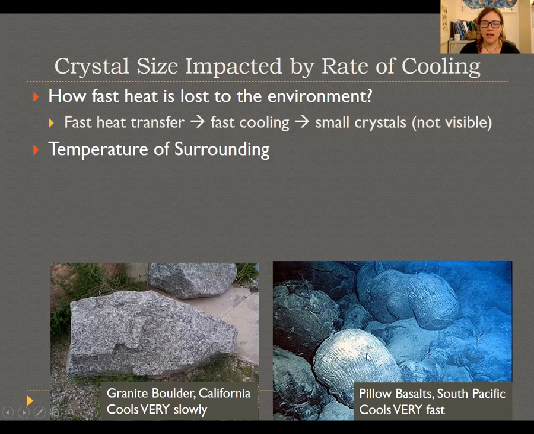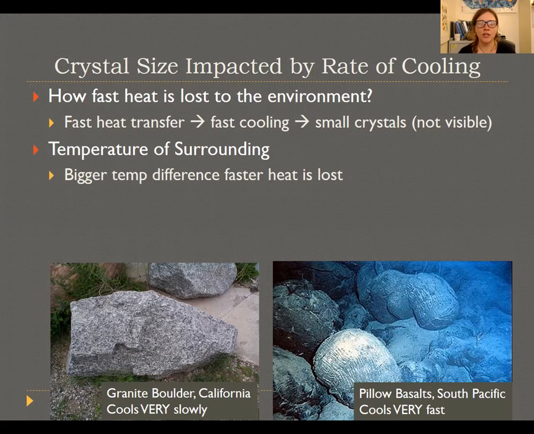Of course, it's not only a factor of the environment, or, well, the temperature of the surrounding has a big impact on this. So the bigger the temperature difference, the faster the heat is going to be lost, which is what I just described. Hot lava, cold water, that's a big temperature difference, a big loss, as opposed to granite, which is cooling down underneath the earth in a very hot environment, like cooling down cookies in an oven, they don't cool down very quickly.